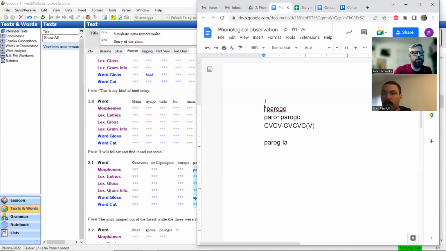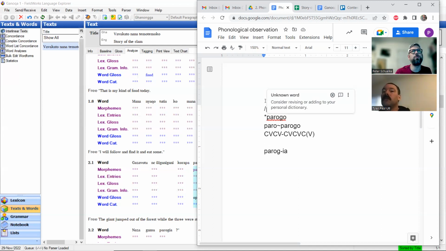So what we would propose as the underlying form, right, what's in slash brackets here, is parog, right? And we assume this O is on the surface because you cannot have a word ending in a consonant or even a syllable ending in a consonant. Now, also, when I first looked at that word, I thought that go was a suffix, but I've changed my mind on that.